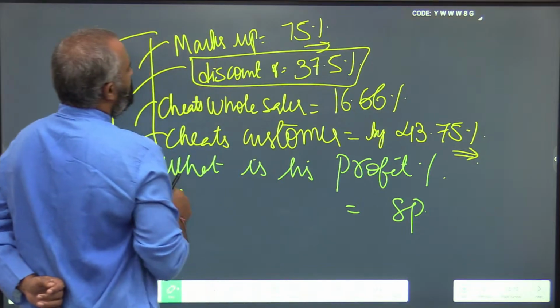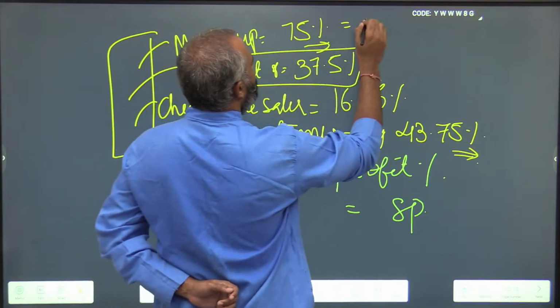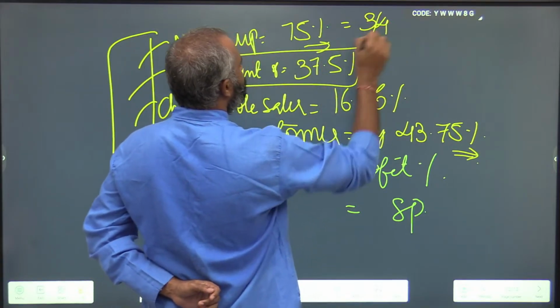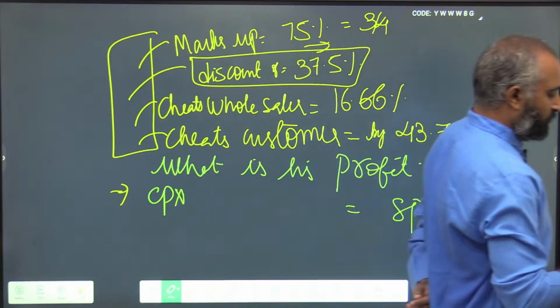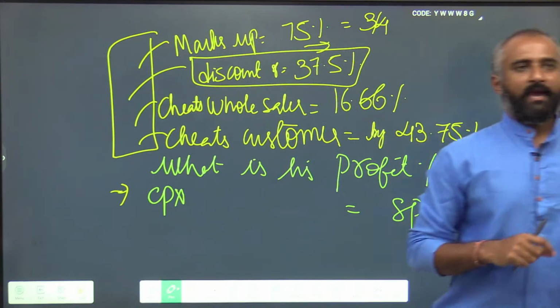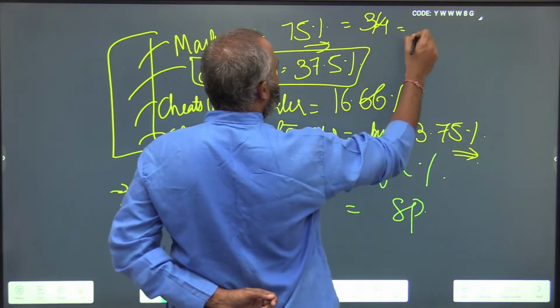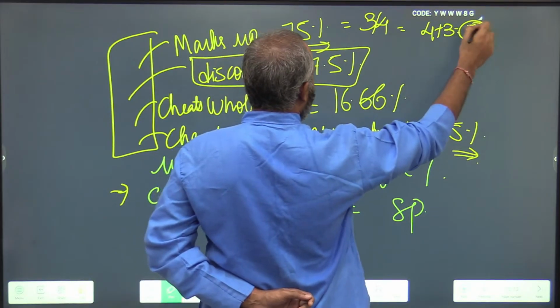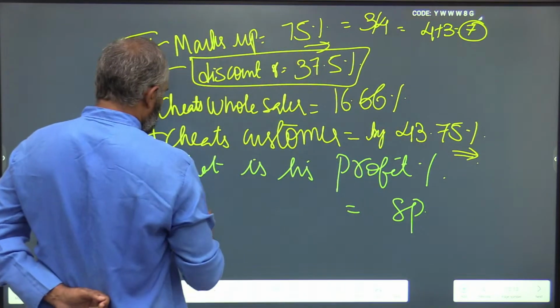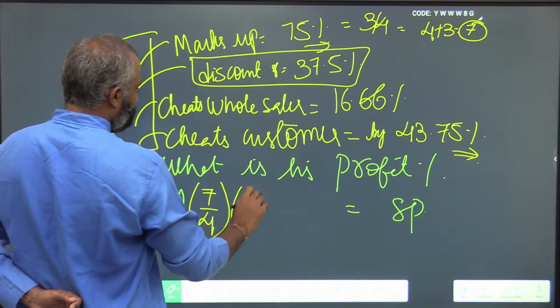So markup is by 75%. 75% is nothing but 3/4. That means out of 4 units, he has increased by 3 units. So what is the new one? 4 units initially and he has increased by 3 units, so the final value is 7. So the multiplication factor for this is 7 by 4.